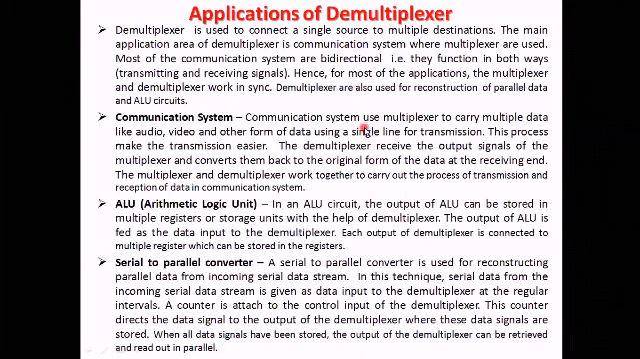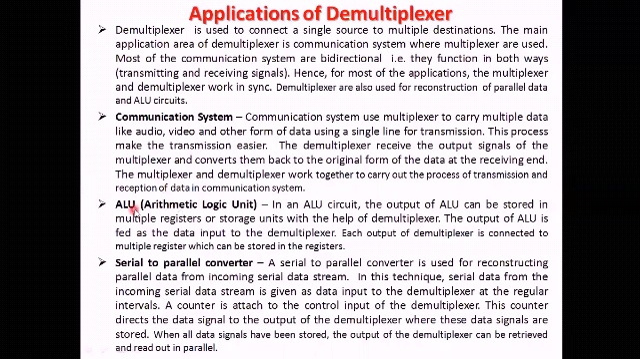Communication systems use a multiplexer to carry multiple data like audio, video, and other forms of data using a single line for transmission. This process makes the transmission easier. The demultiplexer receives the output signal of the multiplexer and converts it back to the original form of the data at the receiving end. The multiplexer and the demultiplexer work together to carry out the process of the transmission and the reception of the data in the communication system.